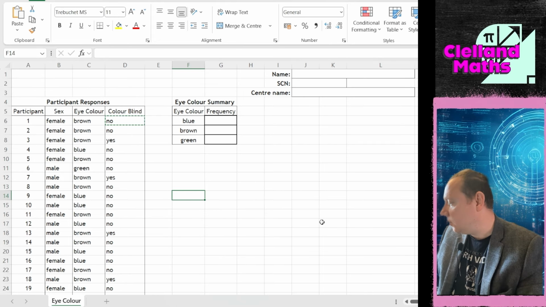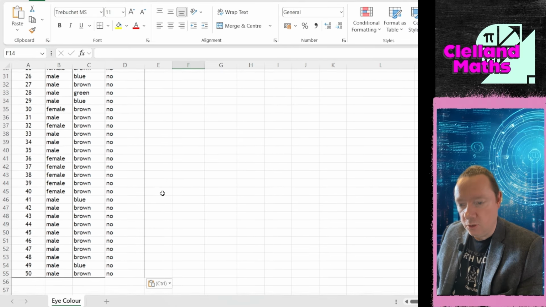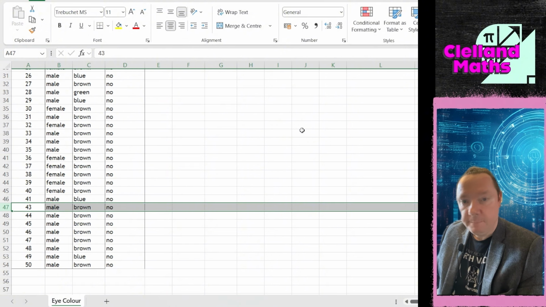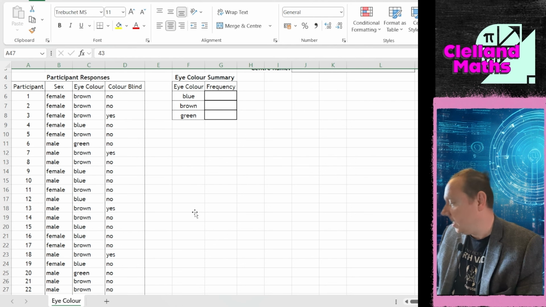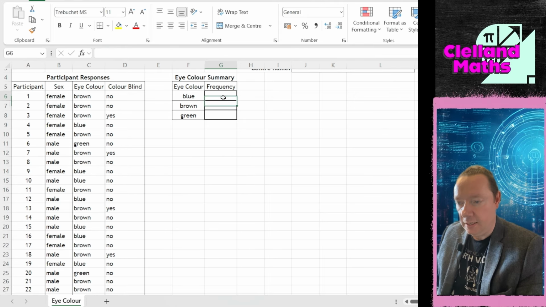What else does it tell us in the question? Participant 42 withdrew their consent to have the responses included in the data. So 42 is out. Delete. Goodbye. That's the only information we've actually got. So that's part A done. Part B, complete the eye colour summary table. So frequency means how many. And we want to know how many people have blue eyes, brown eyes, and green eyes.